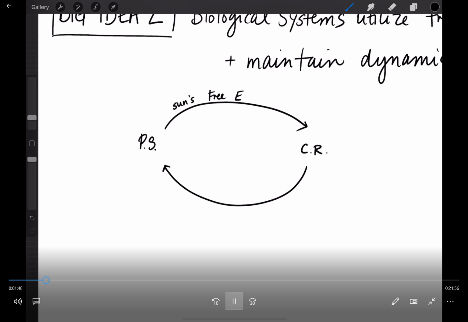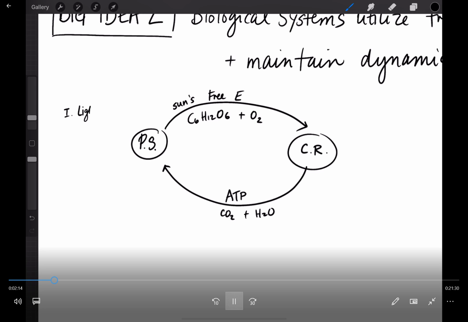So the ultimate source of energy for our planet is the sun. It allows photosystems inside chloroplasts to harness that energy and to make glucose and oxygen, which then become the reactants of cellular respiration to provide ATP. CO2 and H2O are the products. And again, those become the reactants of photosynthesis.